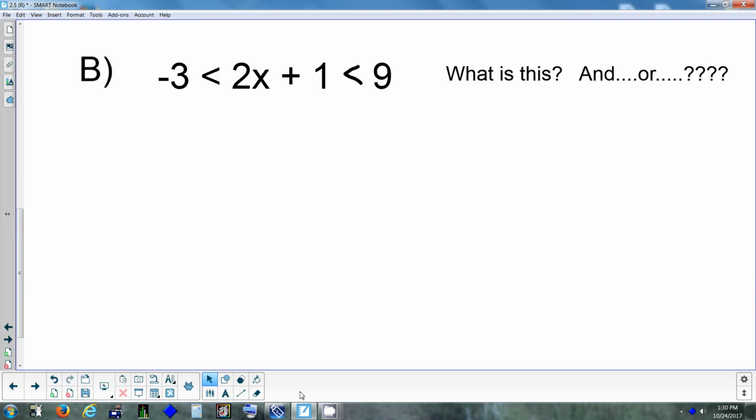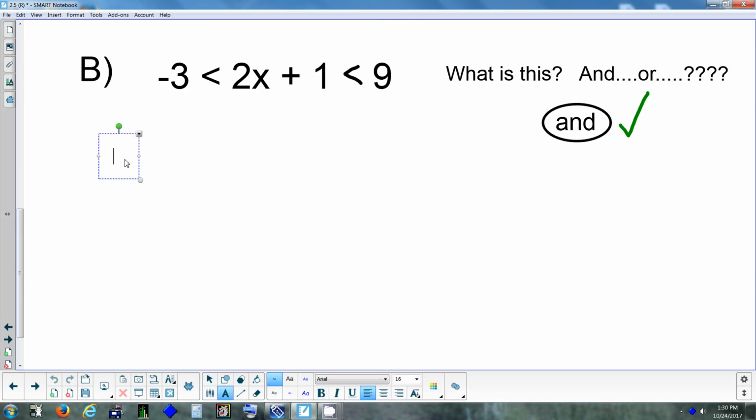The ands are correct. You said or, Joe. I saw you. No, I didn't. Remember, listen very carefully. Stop talking and listen. If you have 2 inequality signs, like we do in this problem, and the word and is not written there, it's an and every single time. You have to know that it's an and.